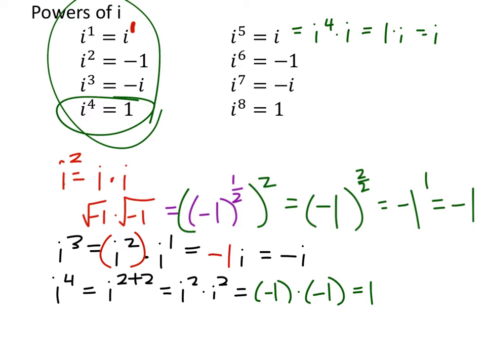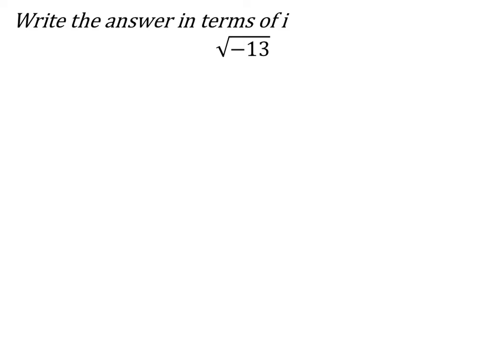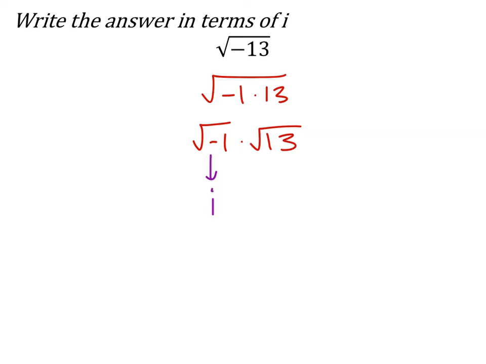And then again, it just goes in a cycle from there. All right, write this answer in terms of i. We're just going to simplify it just like we would if there wasn't a negative in the square root, which means I'm going to break this up into -1 times 13. I just want to separate that negative from the rest of it. So I've got the square root of -1 times the square root of 13. And the square root of -1 we know is i. And the square root of 13 simplified is the square root of 13. Done.